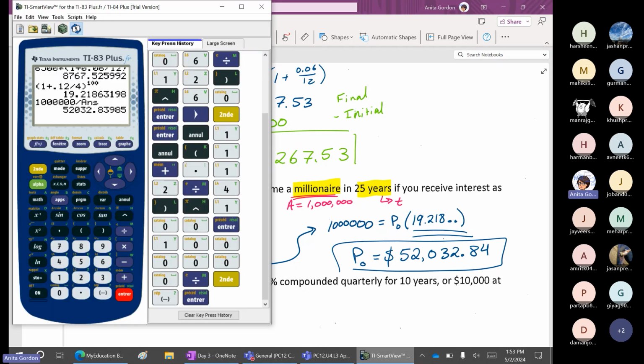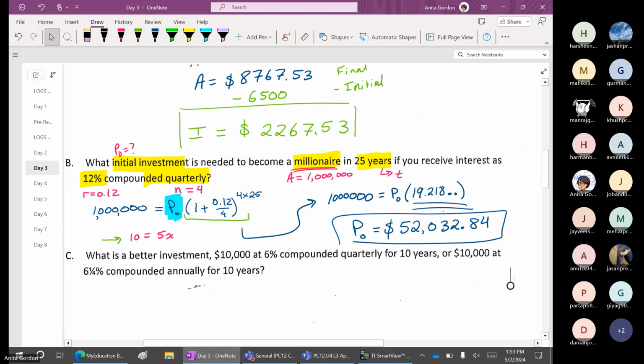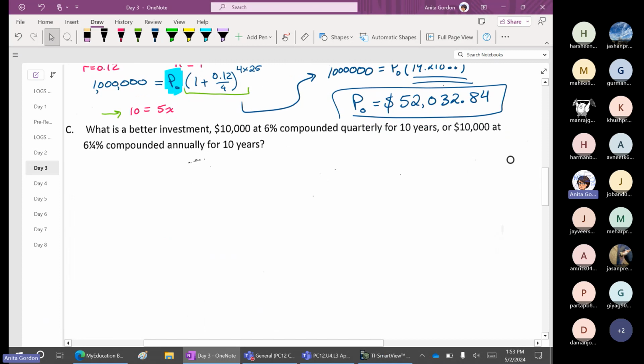Okay, so if you have rounded the number and you typed in 19.218, blah, blah, blah, that's fine. Make sure you are using lots of decimal places. The more decimal places you use, the more accurate your number is going to be. Okay, and again, pay attention to rounding for dollars, so 2 decimal places. All right.